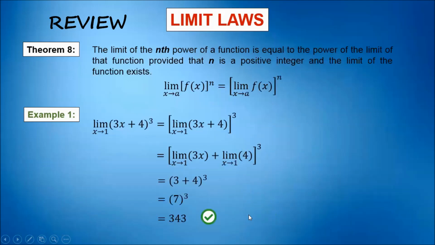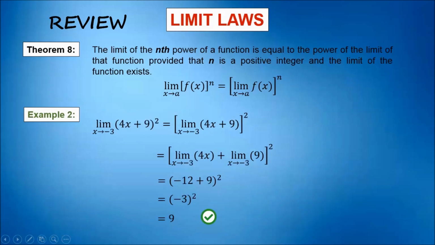The next theorem is theorem number 8, which is the limit of the nth power of a function. So meaning to say this involves exponents. Our example for that is limit of the quantity 3x plus 4 raised to 3 as x approaches 1. The answer for that is 343 by applying the theorem.